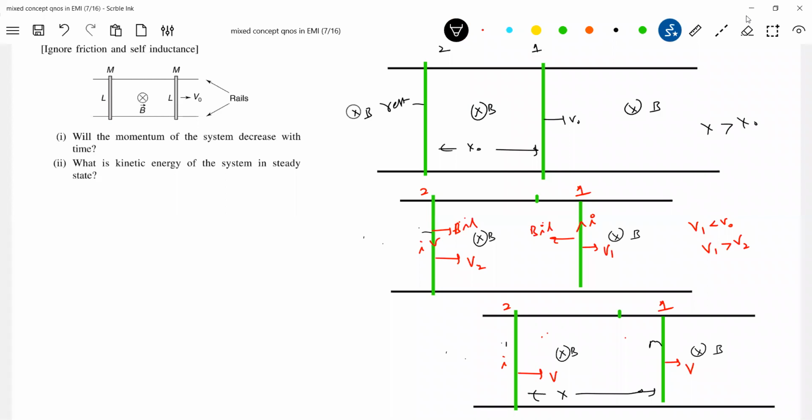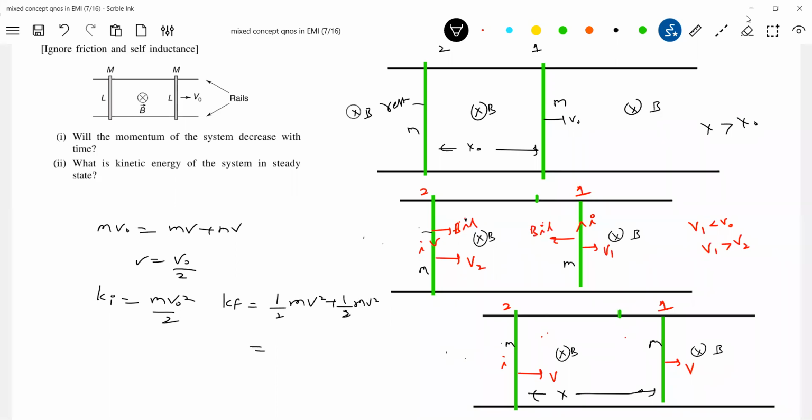So let the mass of each rod be m. Can I conserve momentum? Yes. What is the net force on the system along the x-axis? Zero, no? So initial momentum m v naught should be equal to mv plus mv, so v equals v naught by 2. Initial kinetic energy of the system is m v naught square by 2. Final kinetic energy of the system is mv square plus mv square, so this should be m v naught square by 4. Now I am asking you, Kf is less than Ki. Where has this energy gone?